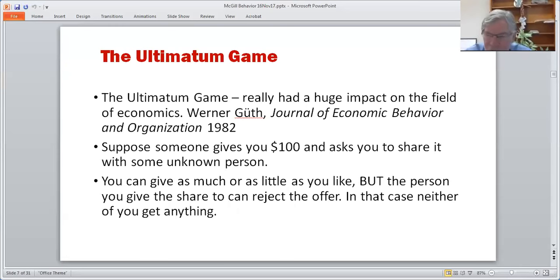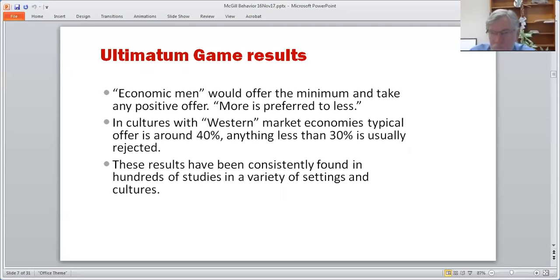The implications of standard theory are clear. If more is preferred to less, people are perfectly rational. So if I offer one of you $1 and keep 99, you're supposed to take it because you have $1 that you didn't have before. But in cultures with, quote, Western market economies, including Japan, the typical offer is around 40%. Anything less than 30% is usually rejected.